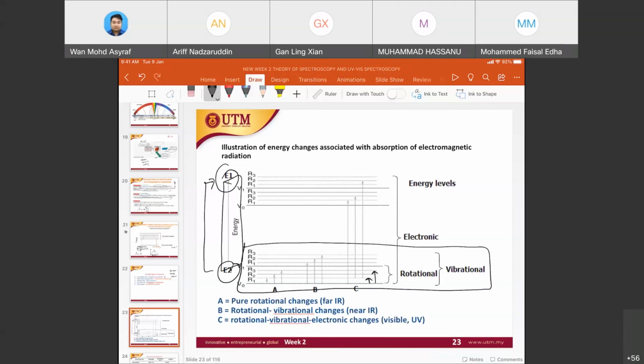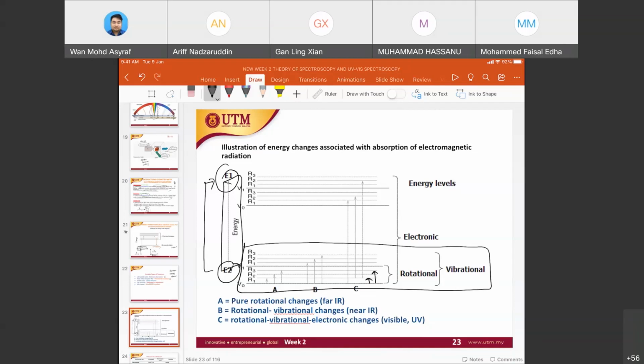Okay, so far do you understand about electronic and also rotational and vibrational? Doctor, yes, you understand? Doctor, I have one question. Yeah, Doctor, sure. You say that vibrational and rotational transitions do not need energy, right?